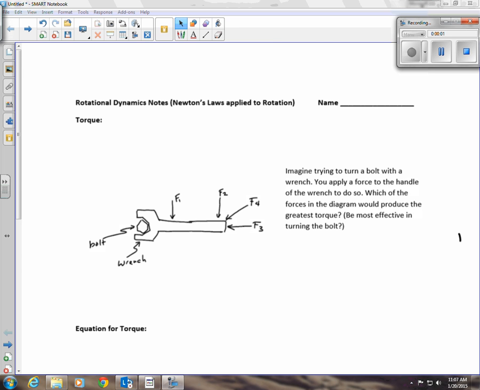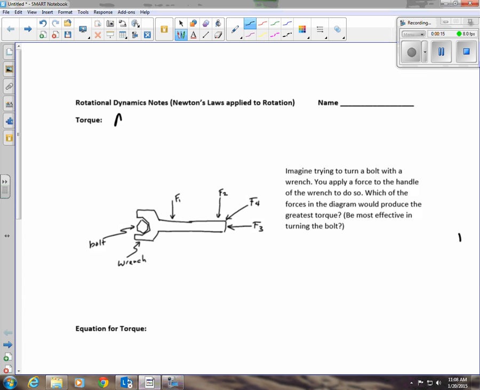We're going to start our next unit, which is going to be rotational dynamics, which is basically Newton's laws applied to rotation. So, first, in Newton's laws, we talk about forces. Force is a push or pull trying to make something move. Torque is a twist applied to cause something to revolve.